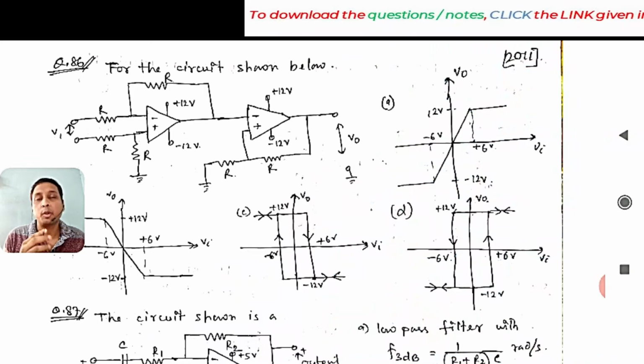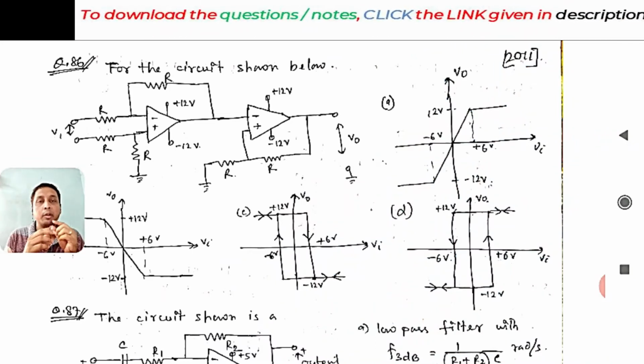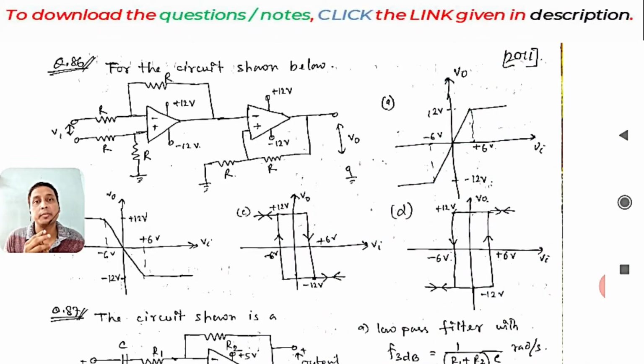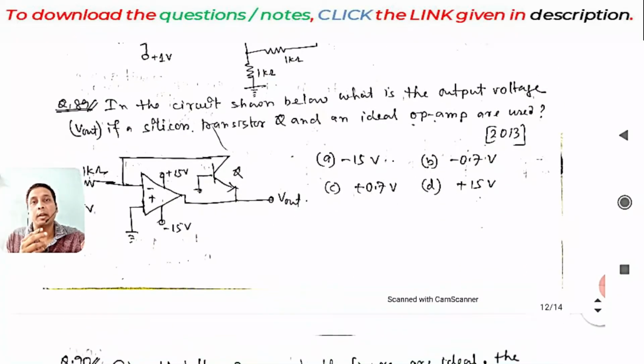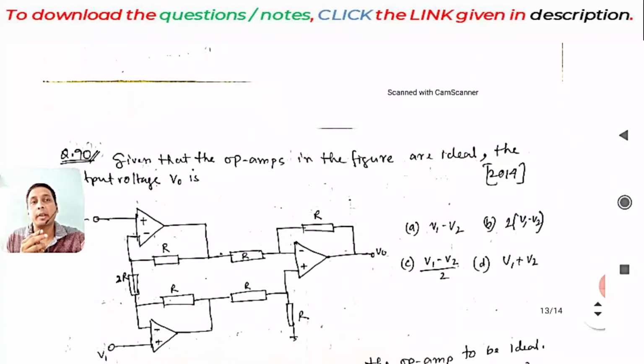Okay students, welcome you all to this new lecture on GATE analog electronics. So today we will be solving again 5 questions from question number 86 onward: 86, 87, 88, 89 and 90. Okay, then let's try to solve these questions.